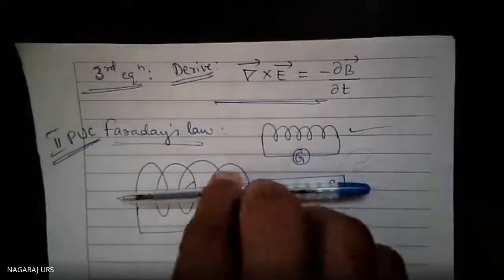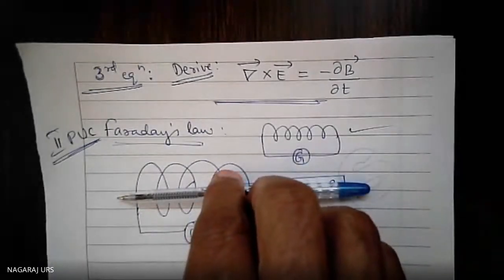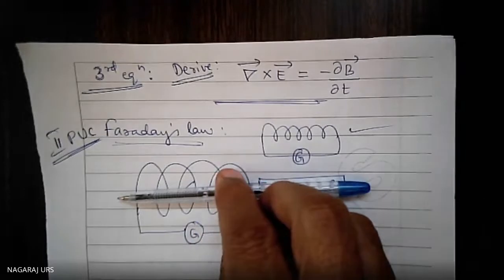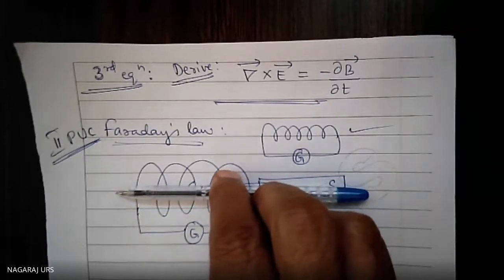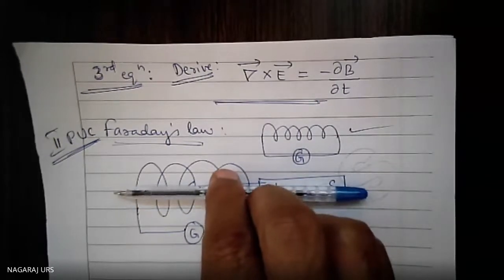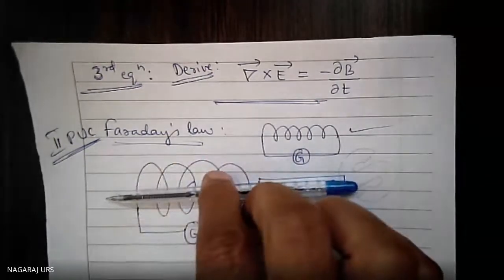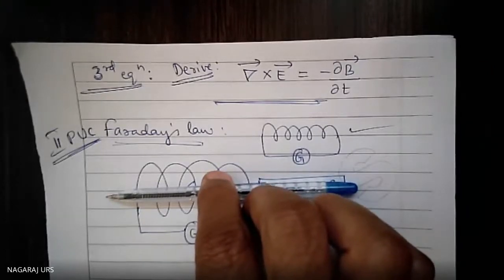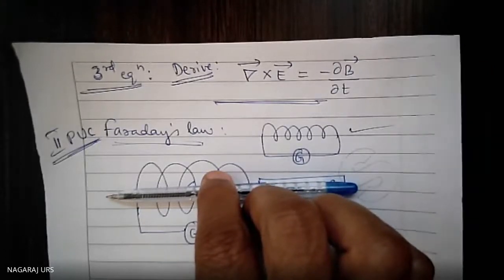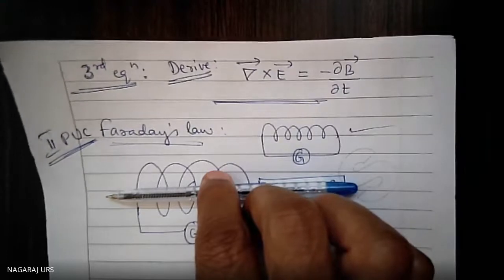If you are keeping the magnet inside without movement, that is, stationary, the magnet is not moving now. Therefore, there is magnetic flux, but no change in magnetic flux. The change in the magnetic flux linking with the coil is equal to 0. There is a constant flux, but there is no change in the magnetic flux.